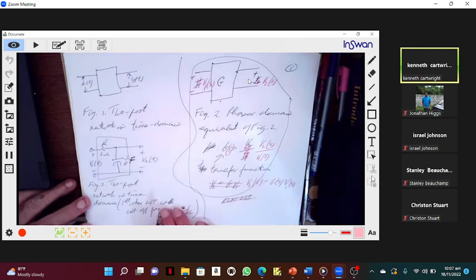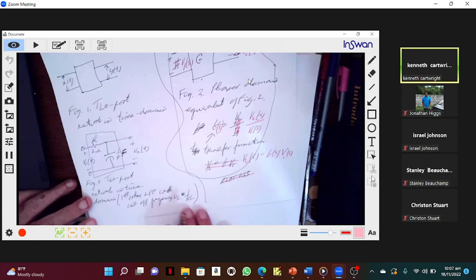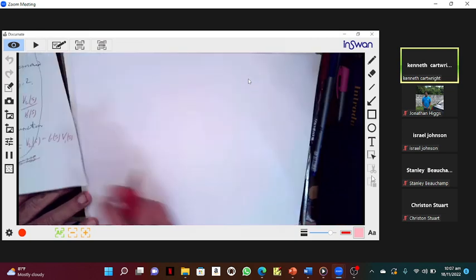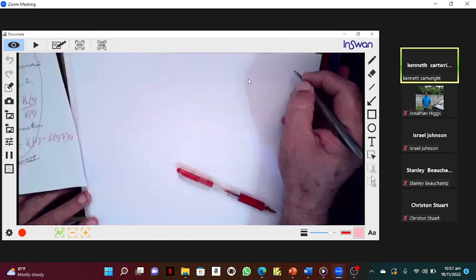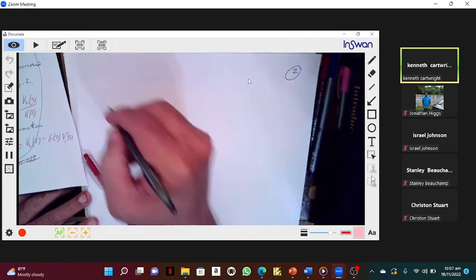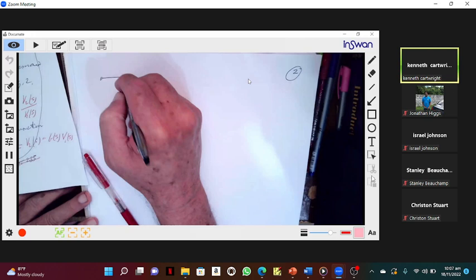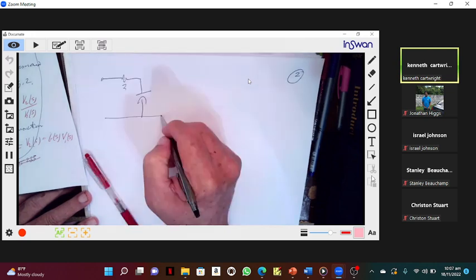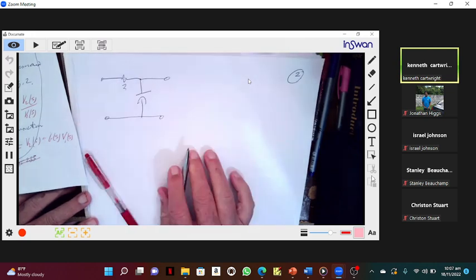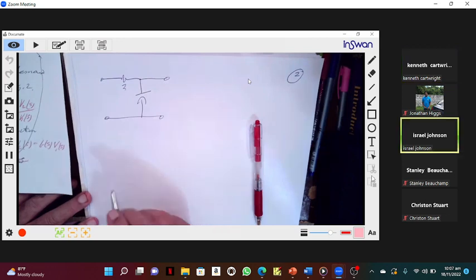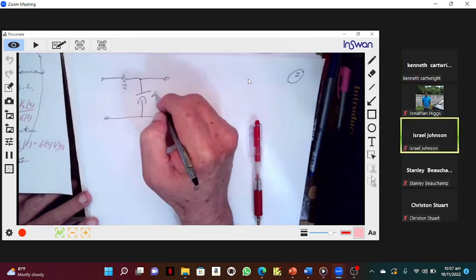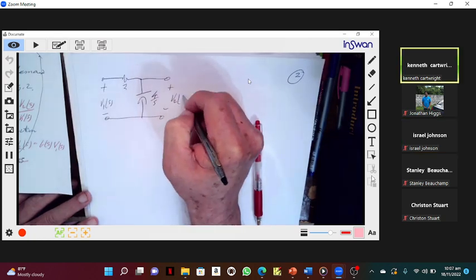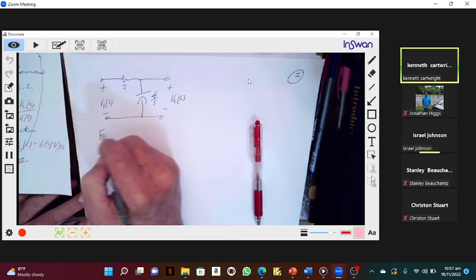So let's get the transfer function for figure 2 then. So we have to convert to Laplace domain. R remains R. What does capacitor become? 1 over sC. The input is V1 of S, and the output is V2 of S. Okay, so this is figure 4.